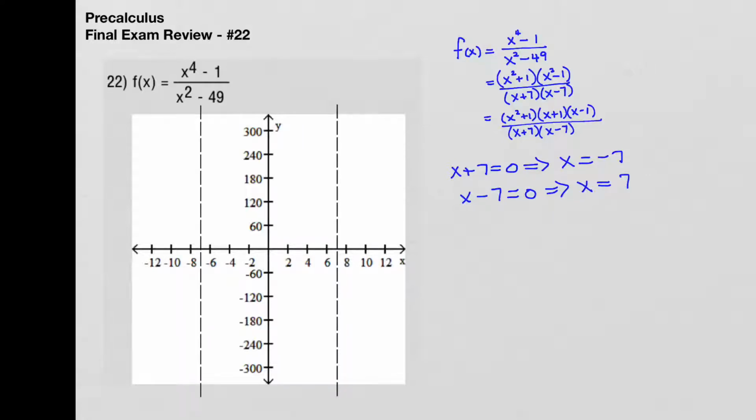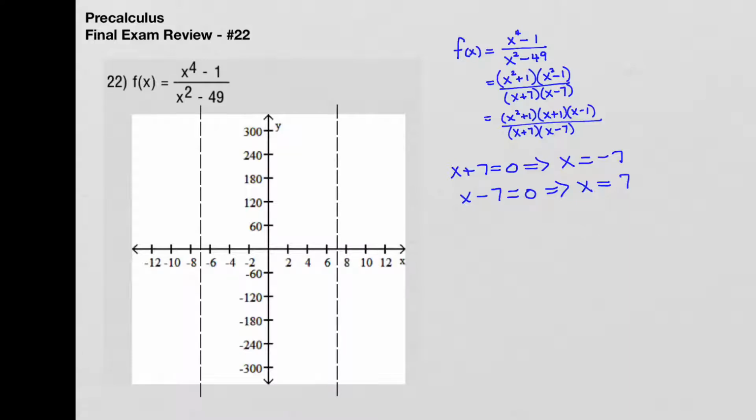Okay, I've got my vertical asymptotes graphed, and now I need to see if there is a horizontal or an oblique asymptote. Since the numerator has degree 2 more than the denominator, there's neither a horizontal asymptote nor an oblique asymptote. So we're done with asymptotes, and now I want to find any intercepts.